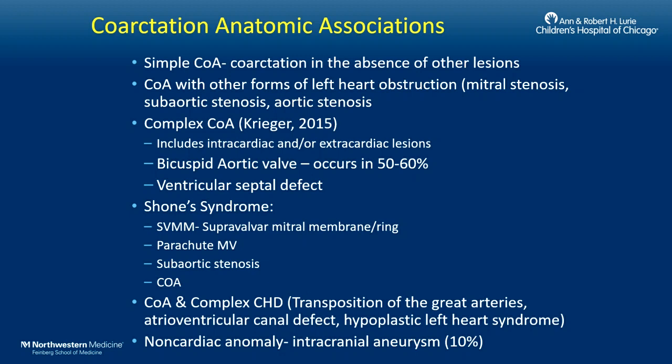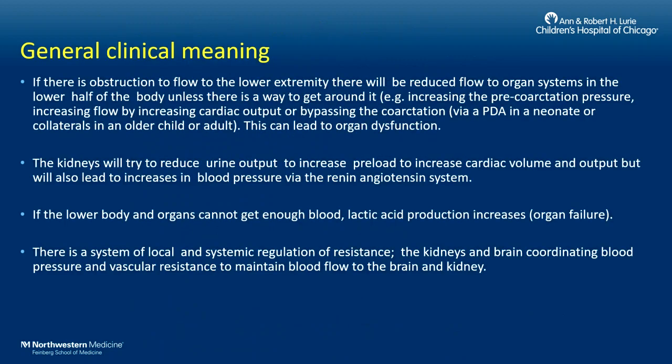I read that in textbooks, not something we typically look for in neonates, but certainly I think in adults they look at it more often, and that may be long-standing upper extremity hypertension. The clinical meaning: if there's obstruction of flow to the lower extremity, there's going to be reduced flow due to obstruction or narrowing of the aorta between the upper and lower extremity.